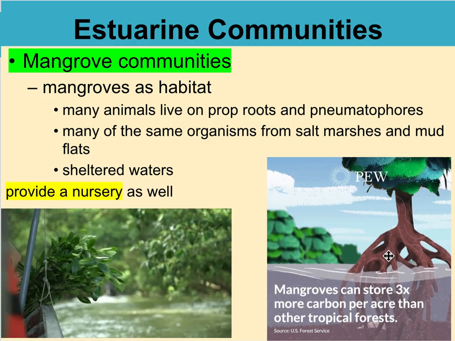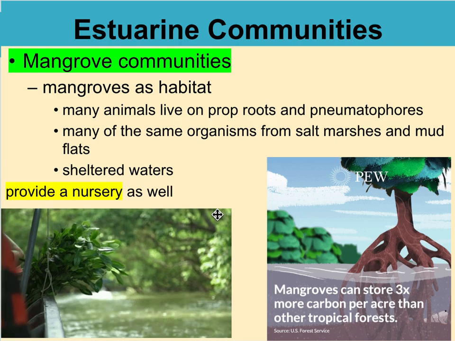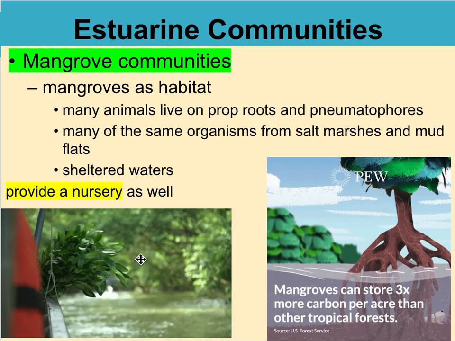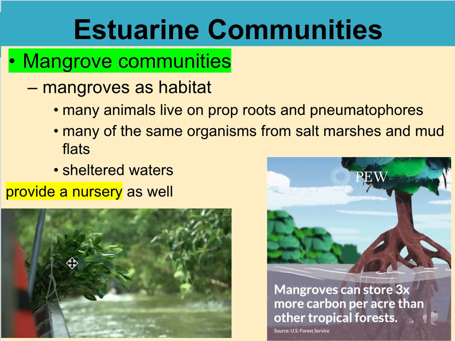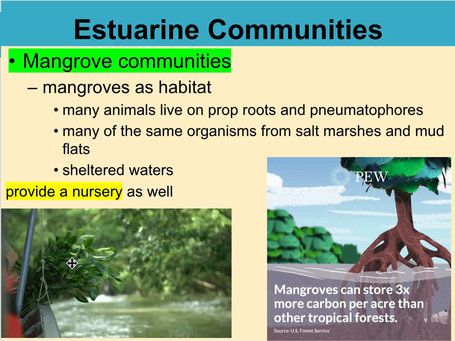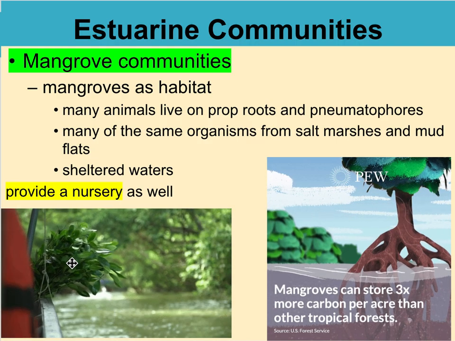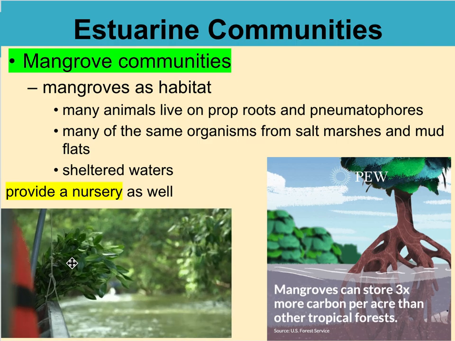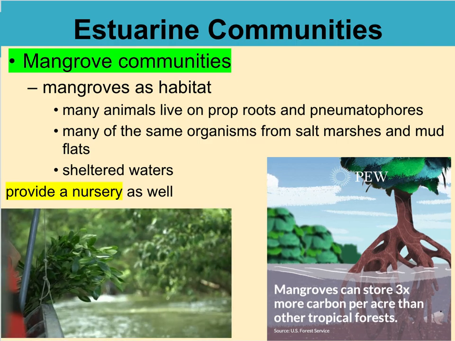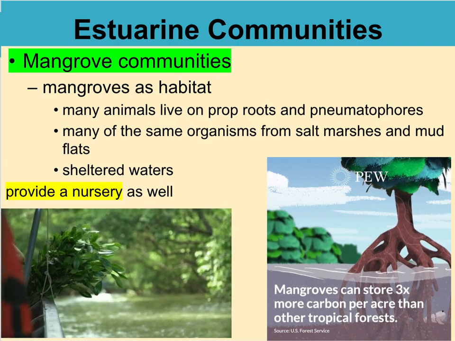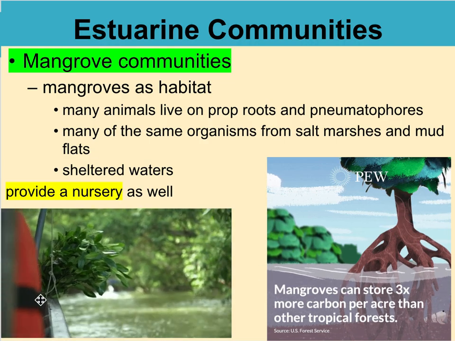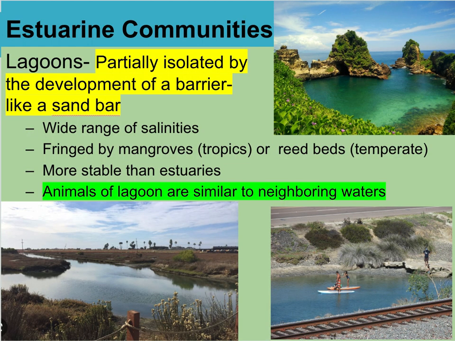So extremely important, which is why down in Mexico, and here is a video, I believe this is happening in Indonesia, they are working to replant some of their mangrove forests so that they can have these healthy places again, because they are just so important for providing nurseries and filtering out pollutants and building land and protecting homes and communities. So the last estuary community that we're going to talk about is lagoons.